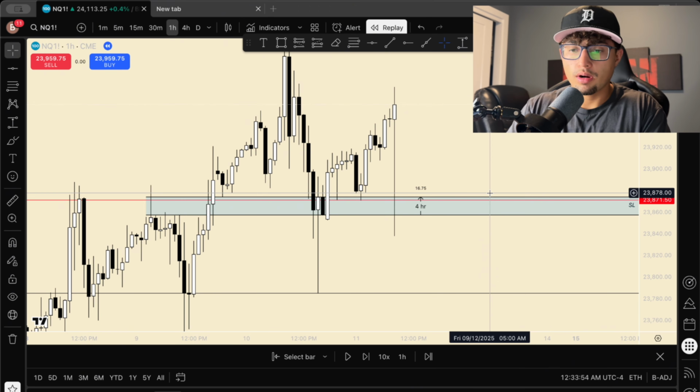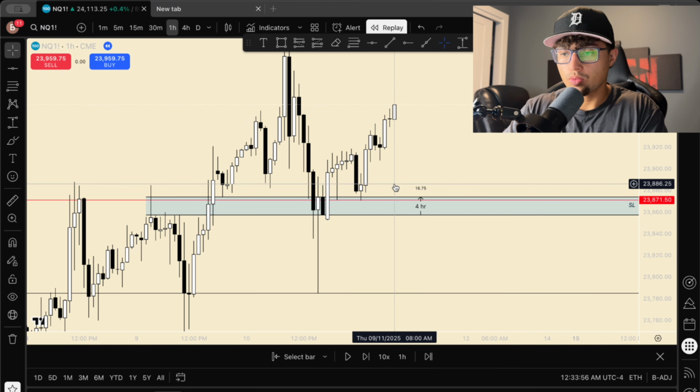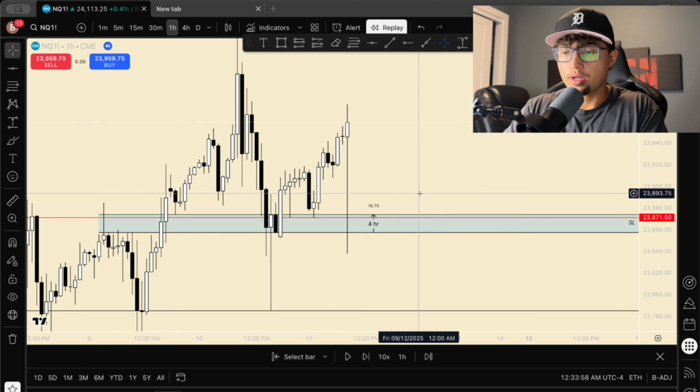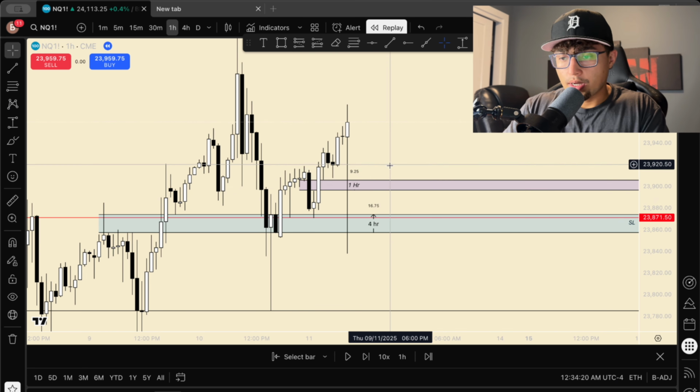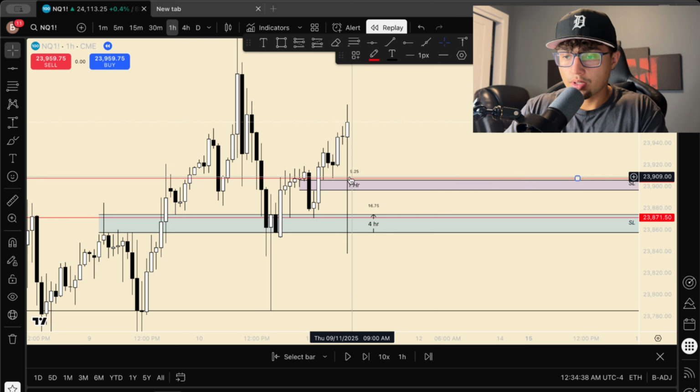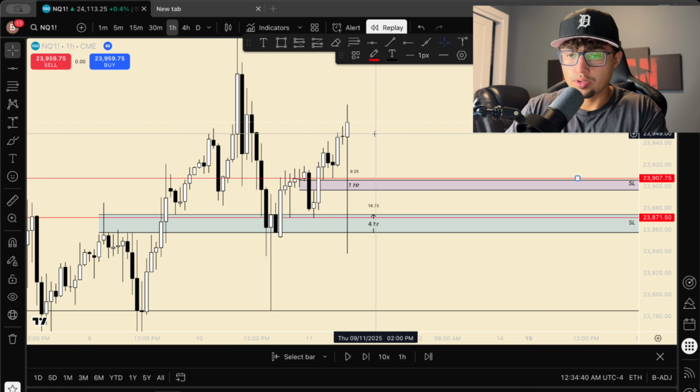Now that we have our 4-hour confluences marked out, we're going down to the 1 hour and we are marking out our confluences. So we have a fair value gap right here that was filled. We have that fair value gap. So we have lows right here. So this low was swept during the news event.